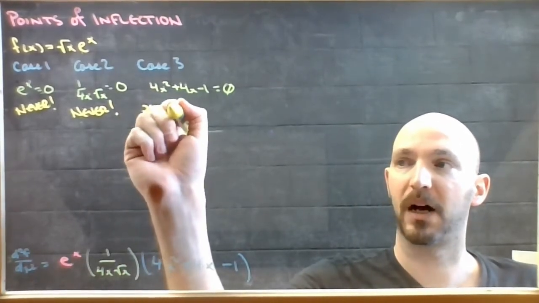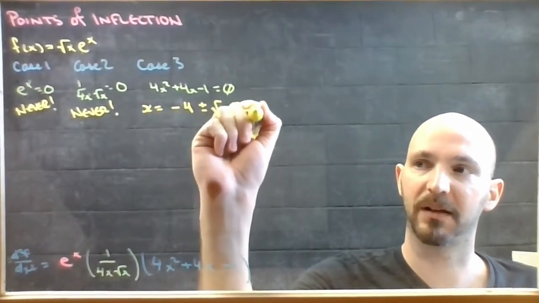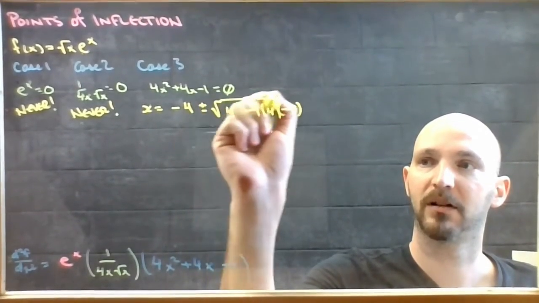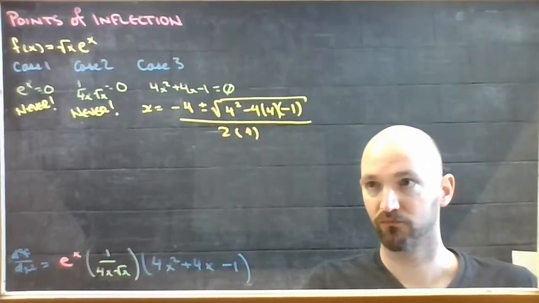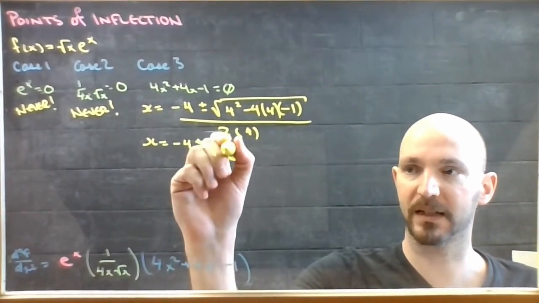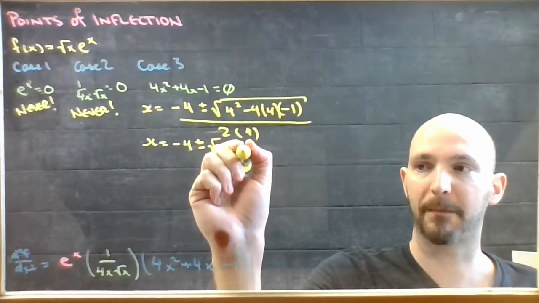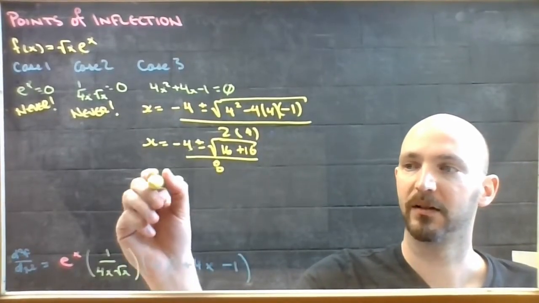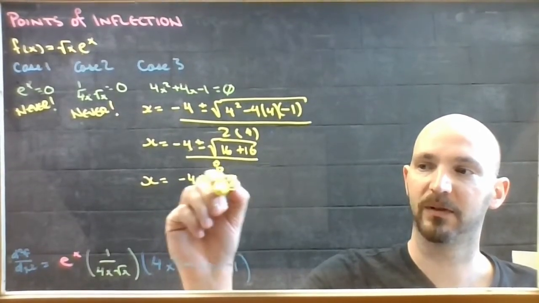X is minus the b value plus or minus the square root of the b value squared minus 4 times the a value times the c value, all divided by twice the a value. All right, so x would be negative 4 plus or minus the square root of 16 minus 4 times 4 is 16 times negative 1 would be positive 16, over 2 times 4 is 8. So x is negative 4 plus or minus the square root of 32 over 8.